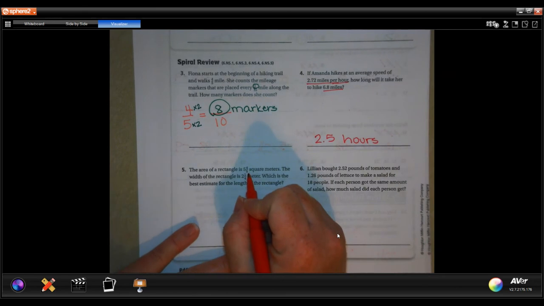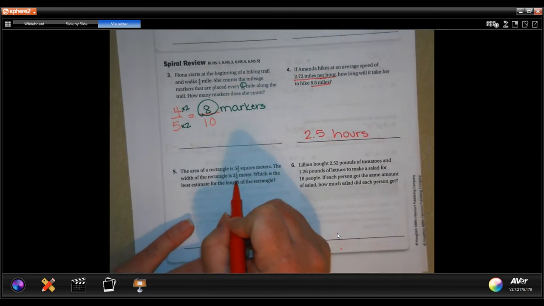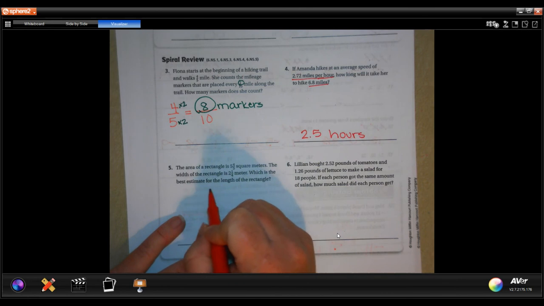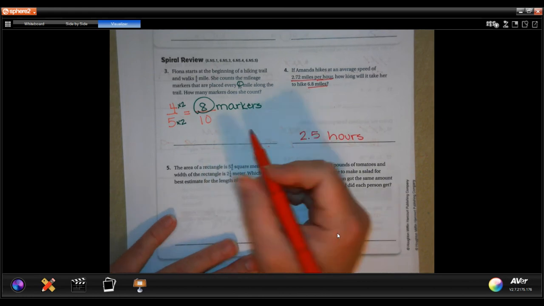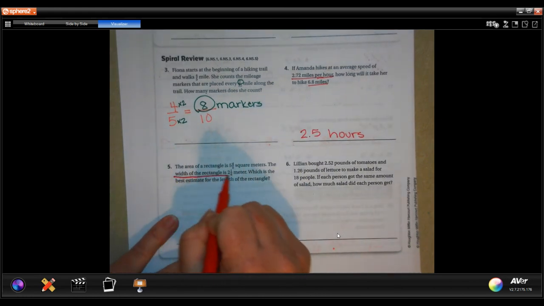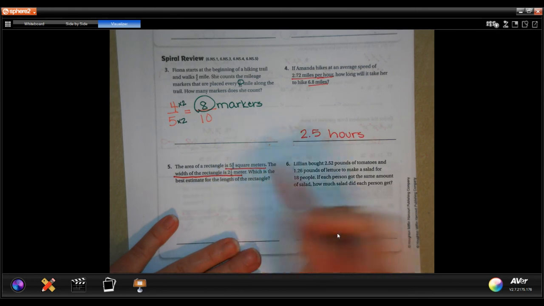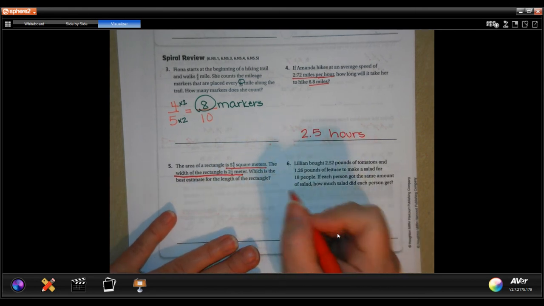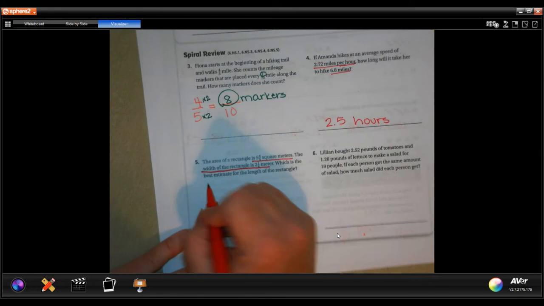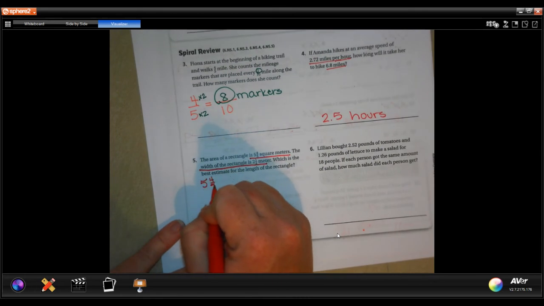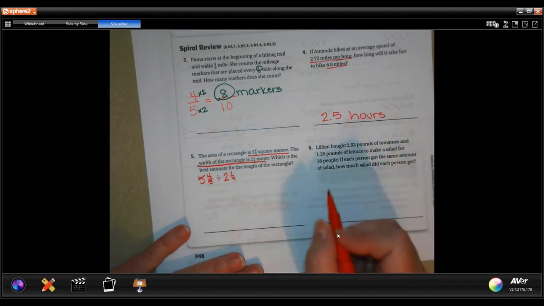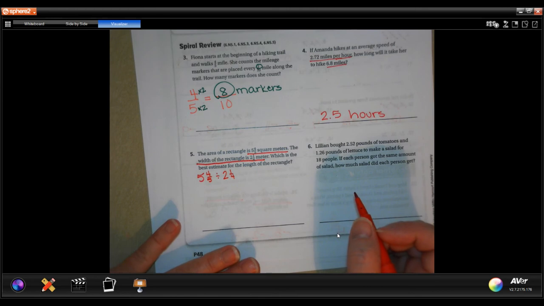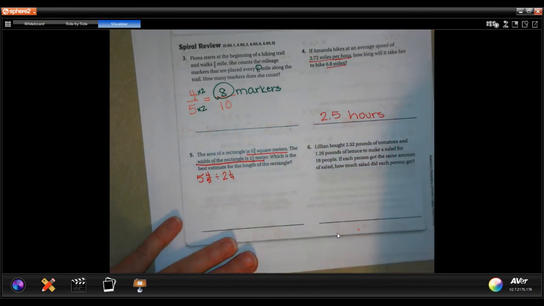Okay. The area of a rectangle is 5 4/5 square meters. The width is 2 1/4 meters. What is the best estimate for the length of the rectangle? Well, in order to find the area, I would have to multiply the length times the width, and then I would get the square meters. I don't have the length, so I need to do the opposite. I need to do 5 4/5 divided by 2 1/4. That would get me the length.